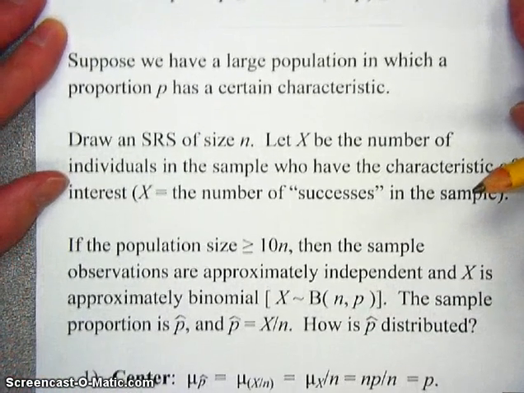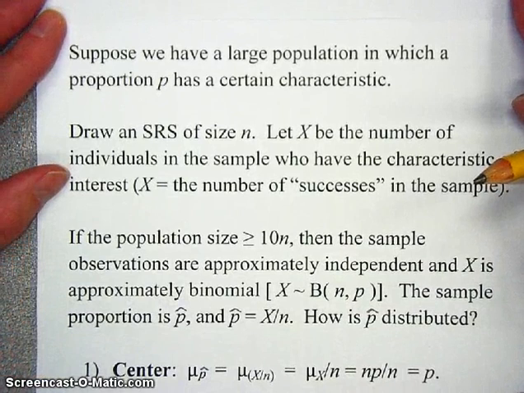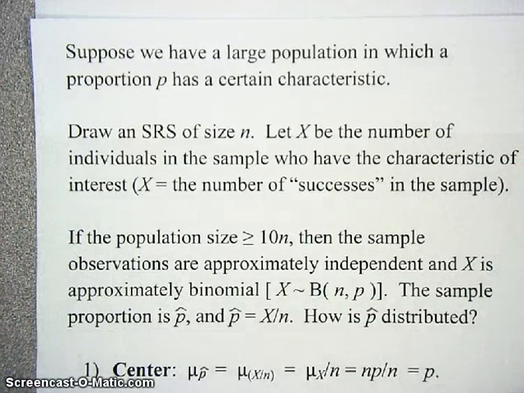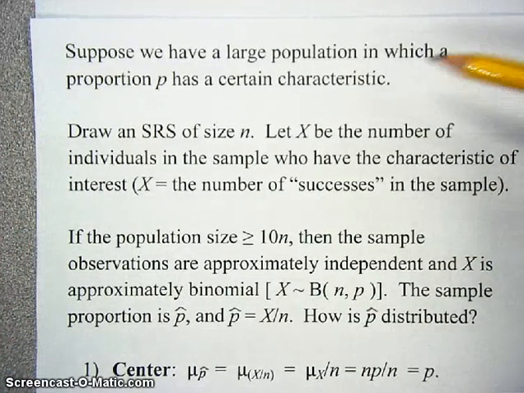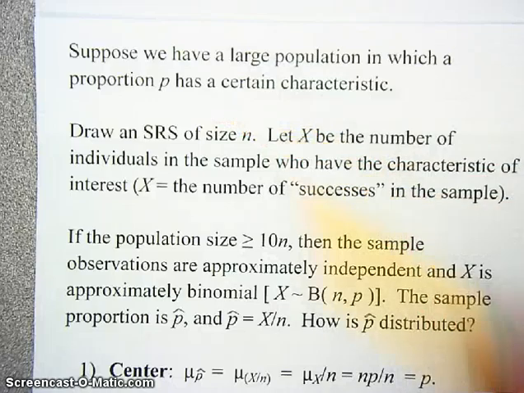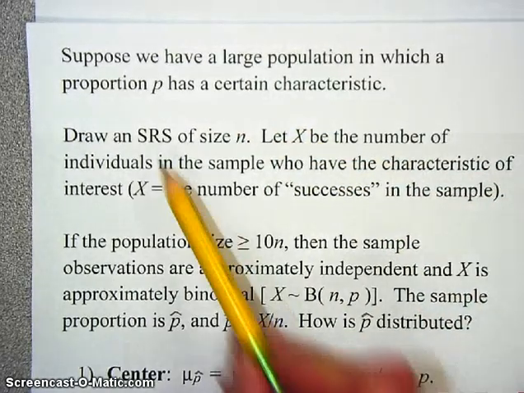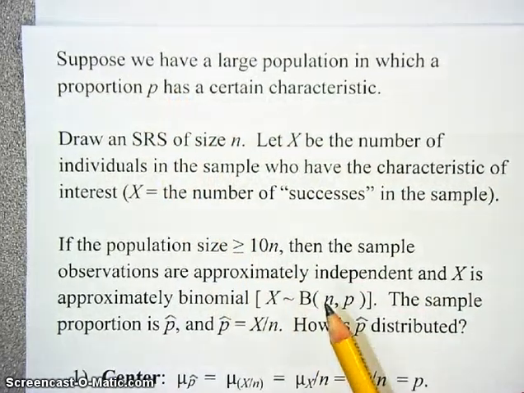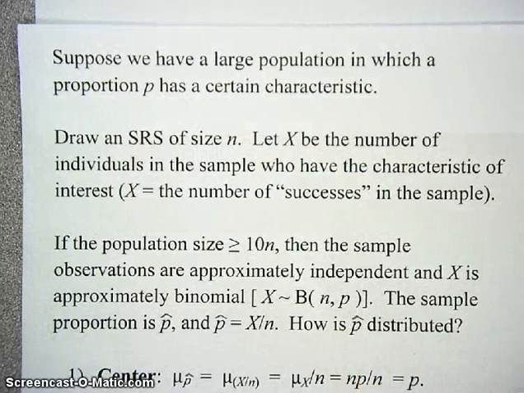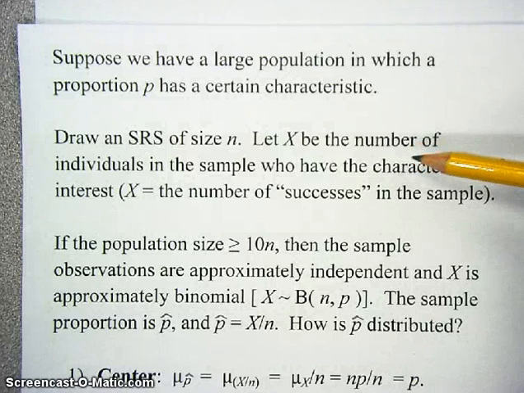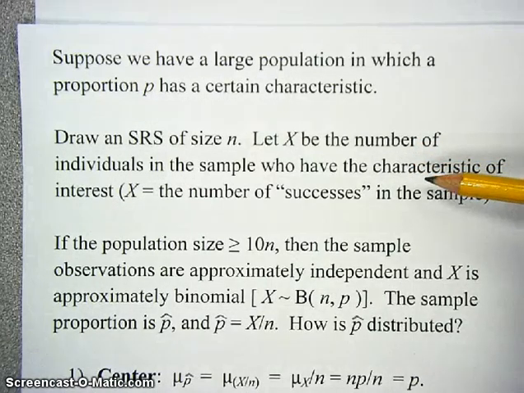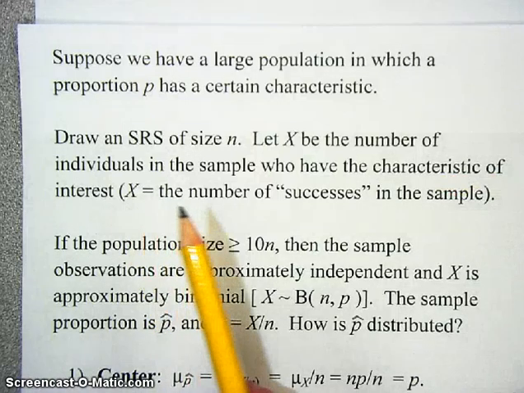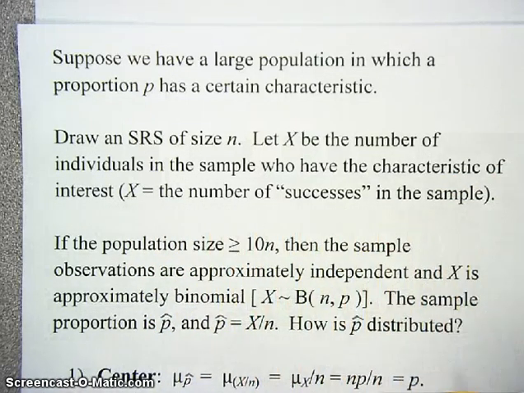Now, if we want to conduct this kind of inference, we'll start with this basic situation. We have a large population in which a proportion p has a certain characteristic. Now, we're going to draw a simple random sample or some other random sample of size n, and in that sample, we can let x be the number of individuals in the sample who have the characteristic of interest. In the language of binomial distributions, x is the number of successes in the sample.